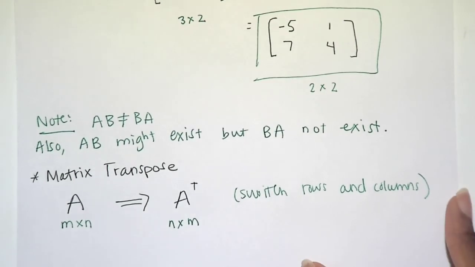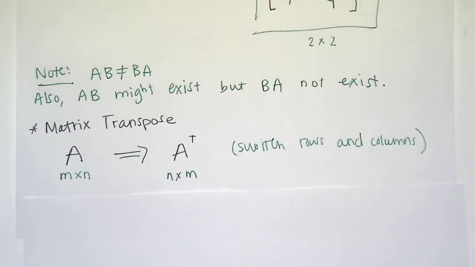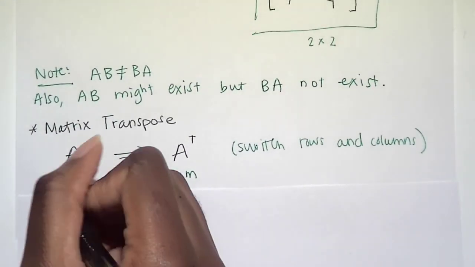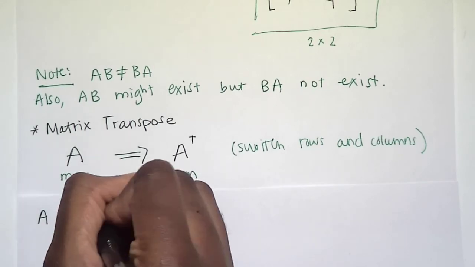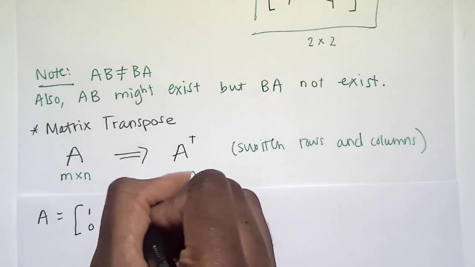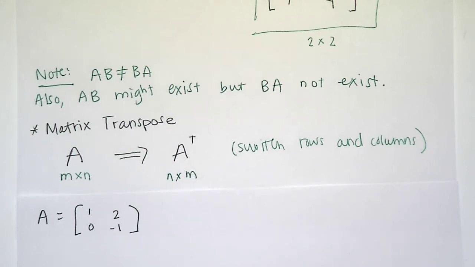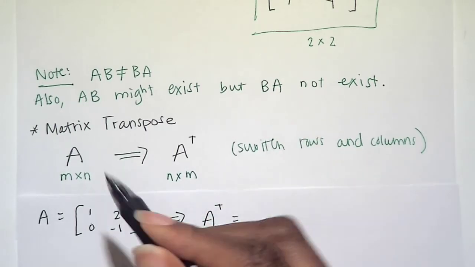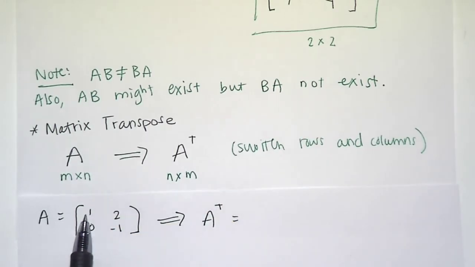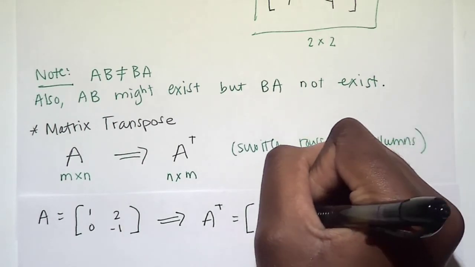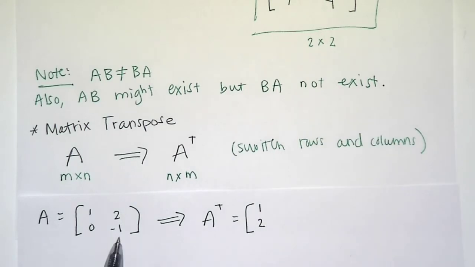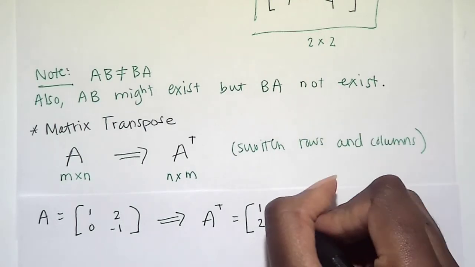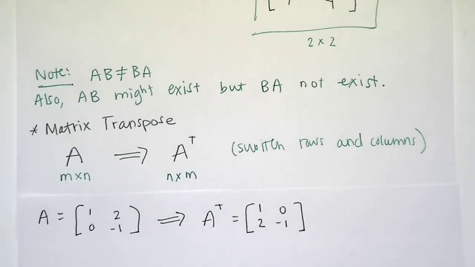All right, so let's look at an example. Let's say we have a matrix A, 1, 0, 2, negative 1. We can think about its transpose. So you're going to take, let's say, the first row, 1, 2. It's going to become the first column of our transpose. The second row, 0, negative 1, will become the second column. So this is A transpose.